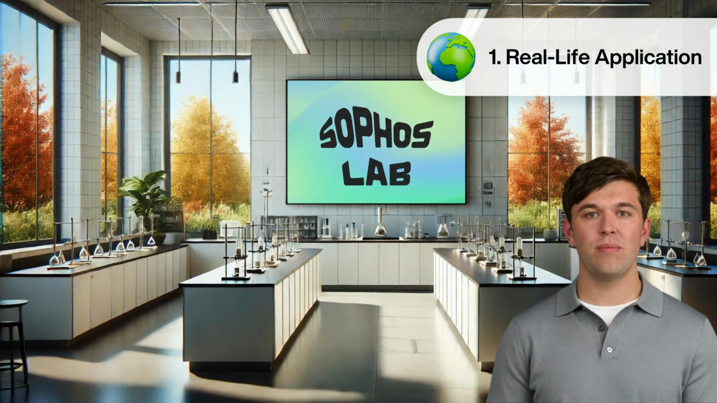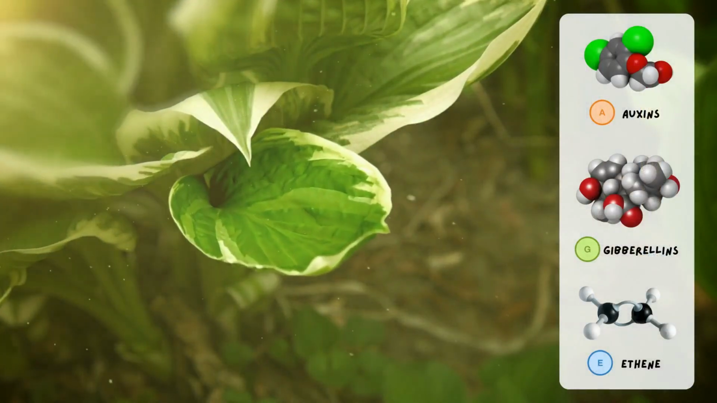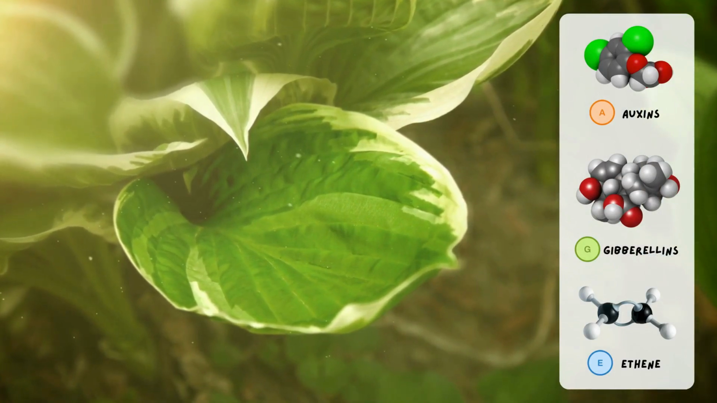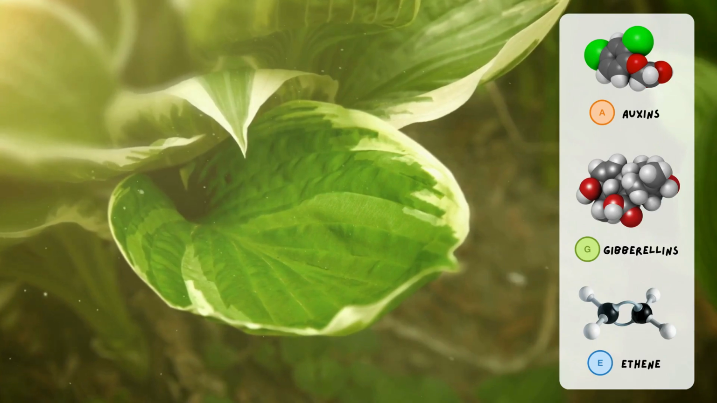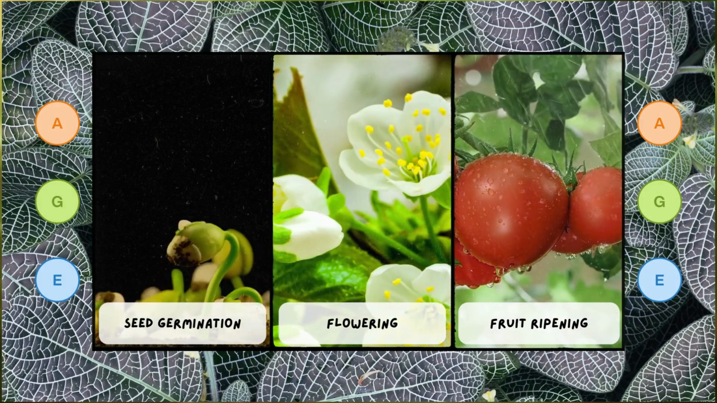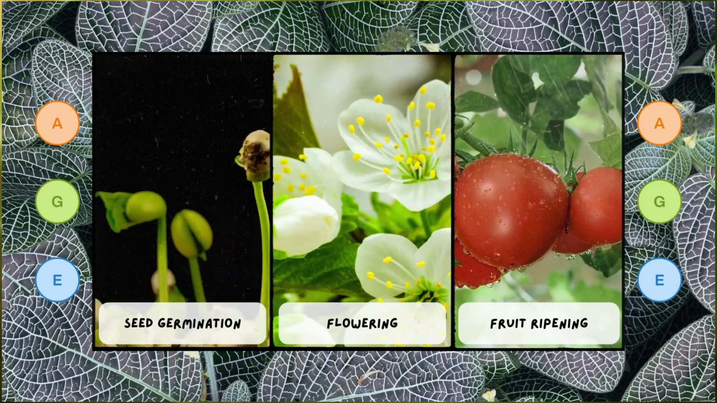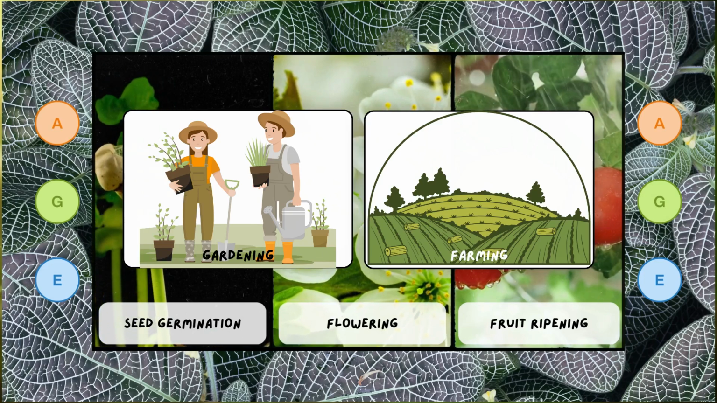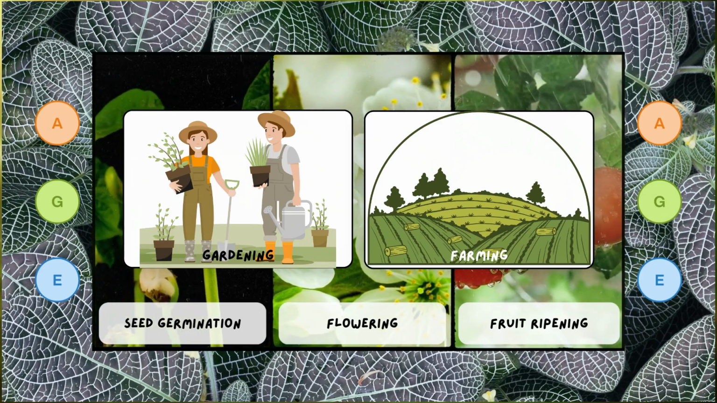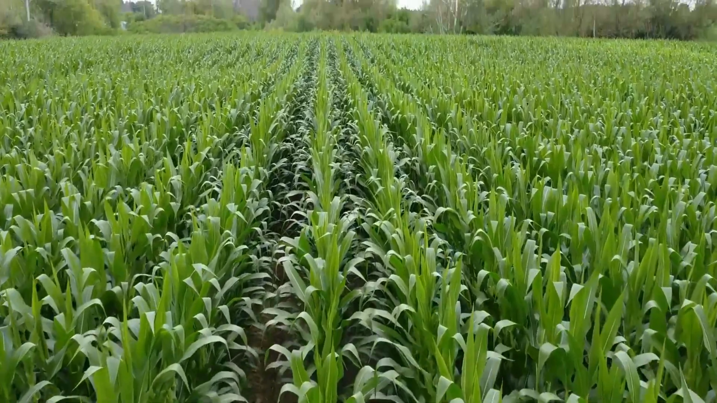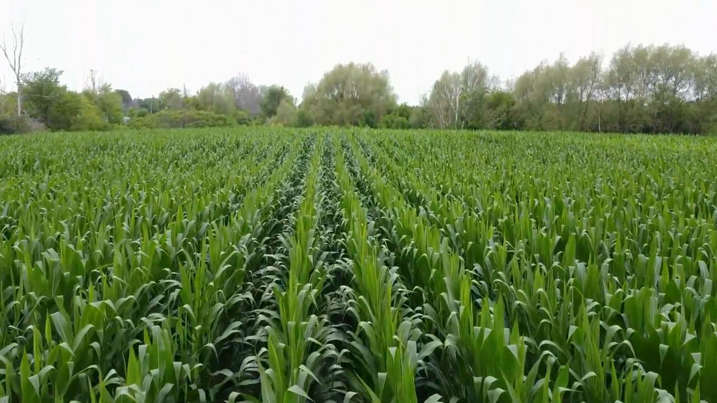Before outlining the practical, let's take a moment to consider its importance. Understanding the functions of plant hormones like auxins and gibberellins allows you to appreciate the tremendous impact these hormones have on plant growth and development. Their roles in processes such as seed germination, flowering, and fruit ripening are not just academic. These hormones are actively manipulated in gardening and farming to optimize plant health and crop yields. By grasping how these hormones work, you gain valuable insights into practical applications that can improve agricultural productivity and sustainability, potentially impacting food security on a global scale.